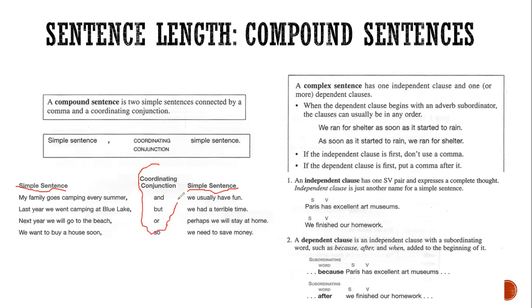the coordinating conjunction. For example, the first simple sentence is: my family goes camping every summer. And the second one: we usually have fun. We connect these sentences with and. My family goes camping every summer and we usually have fun. Or you can use but or so. These are all examples of what we call coordinating conjunctions.